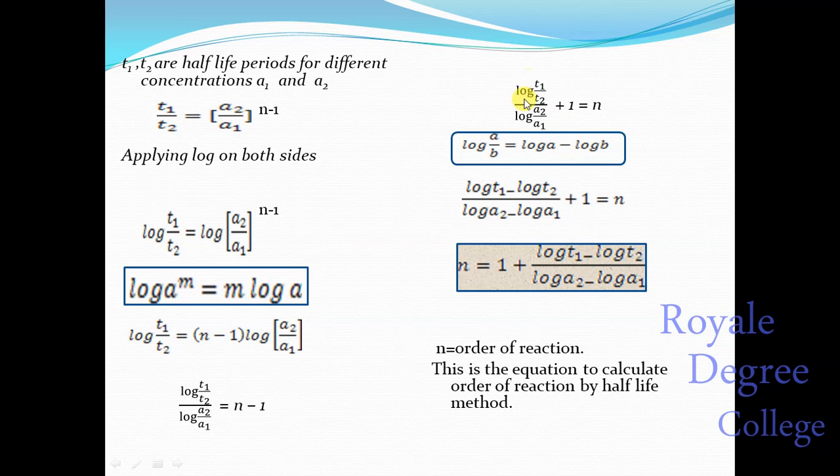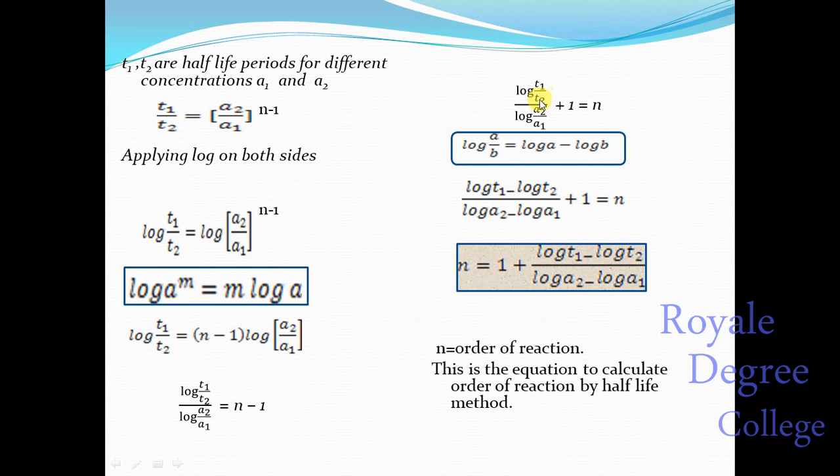Now we are using this particular formula here: log a by b is equal to log a minus log b. So this log t1 by t2 is nothing but log t1 minus log t2, and similarly for a2 by a1. This formula, log a by b equals log a minus log b, we are applying on this, that is, log t1.